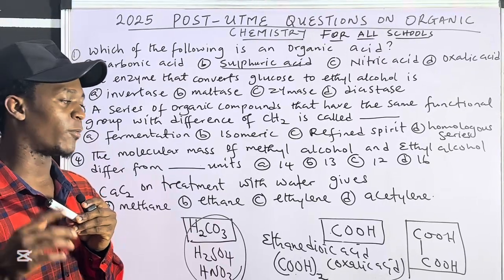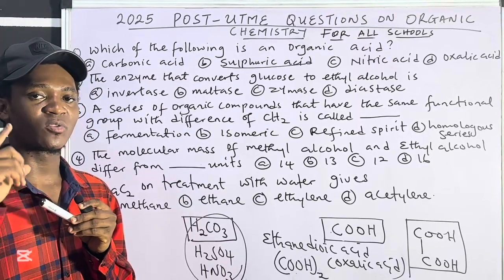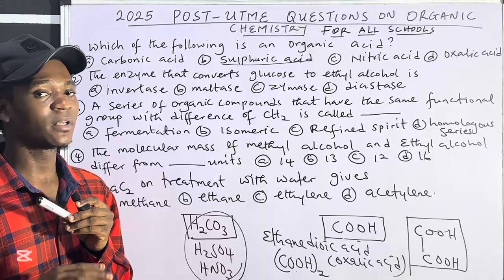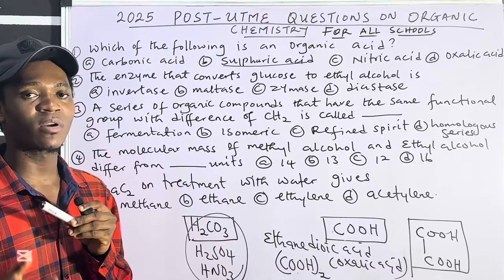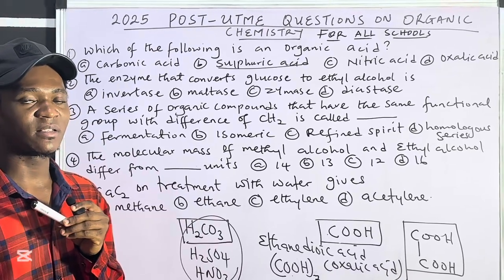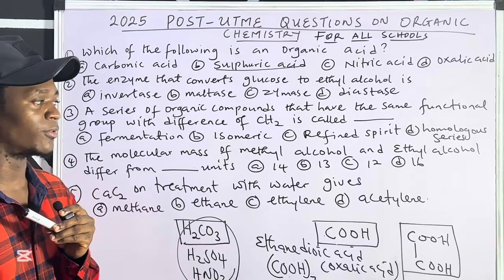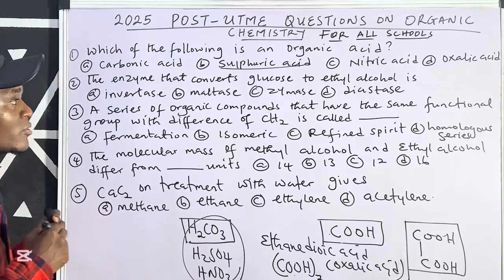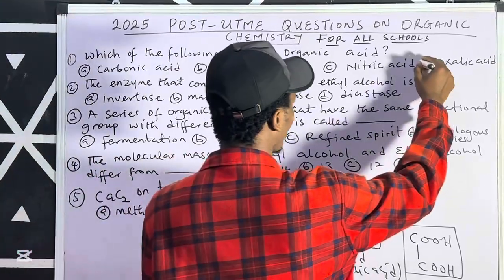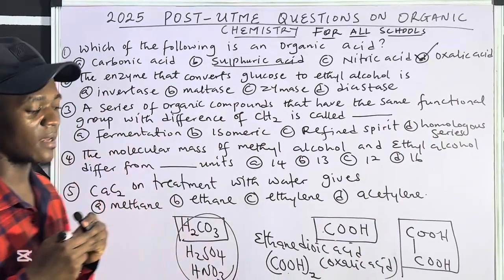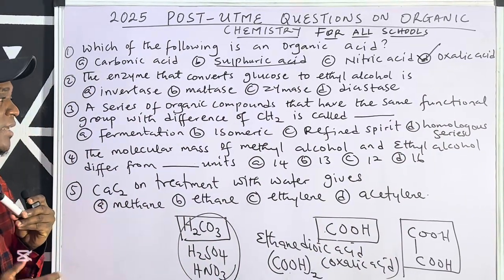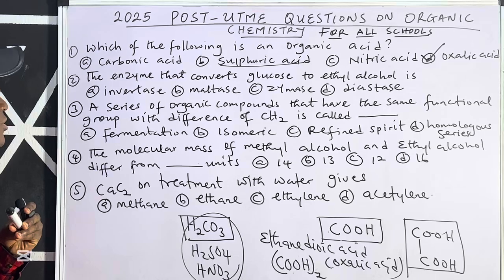All right. When an organic acid possesses one carboxylic group, then of course you can call it monocarboxylic. When it is three, it is tricarboxylic, and so on. So the correct option to this question is oxalic acid. It is an example of organic acid. Then let's see the next question.